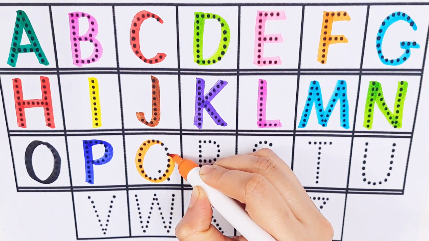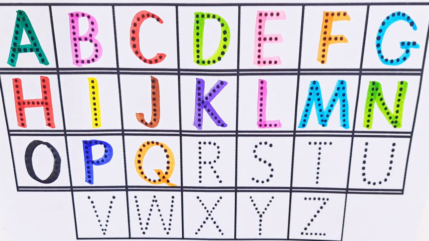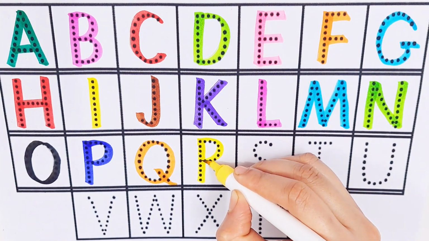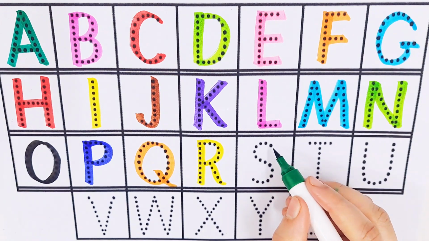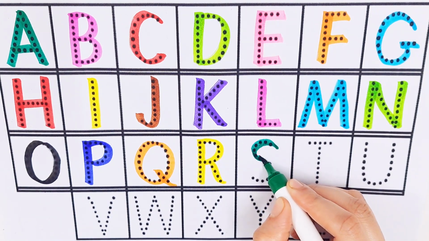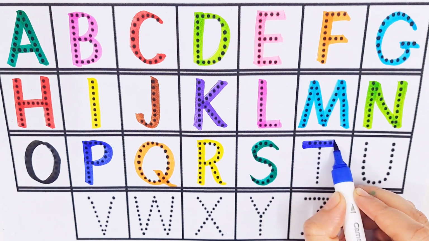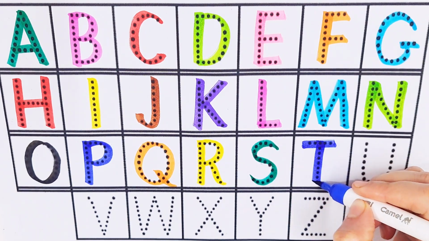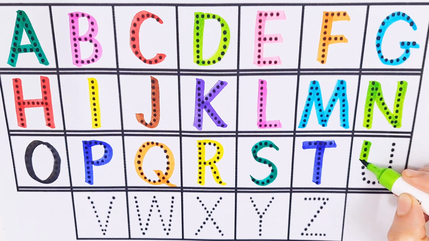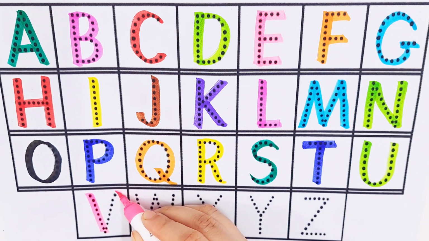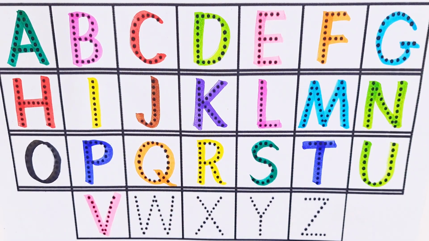Q for queen. R for ring. S for school. T for tiger. U for universe. V for violin.